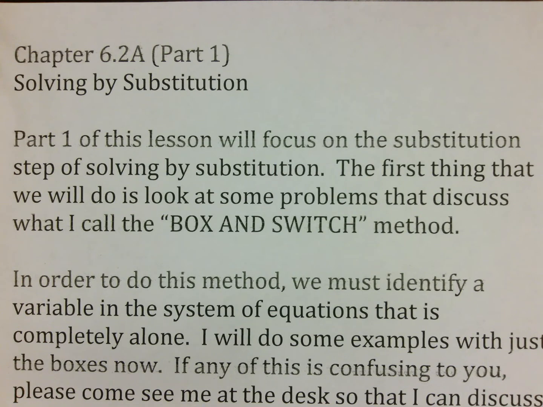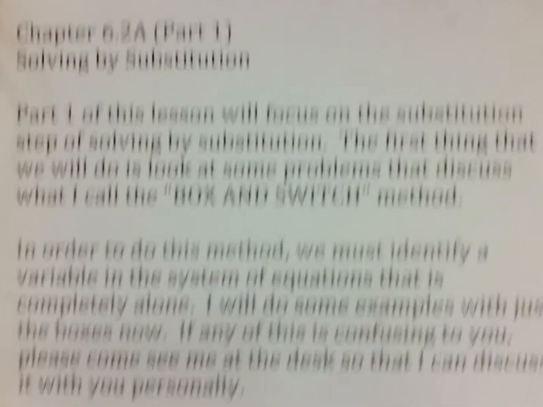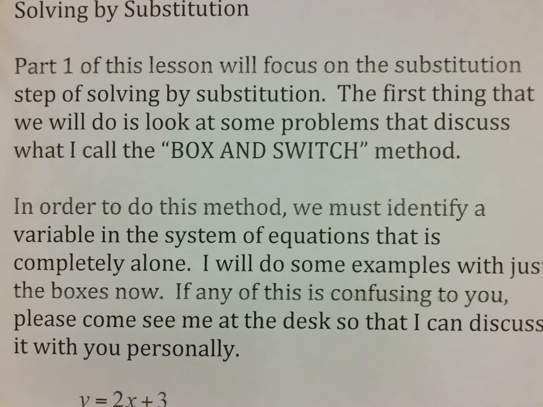Now we're getting into Chapter 6, which is another chapter that you should have gotten to last year. Again, it should be a review, which is why we're going to do 3 of these at once, and you need to use the rest of the day to get to understand what's going on in terms of solving by substitution. Part 1 of this lesson is going to focus on the substitution step.